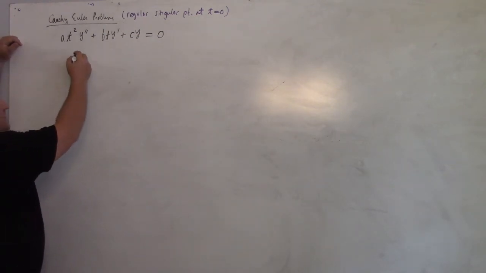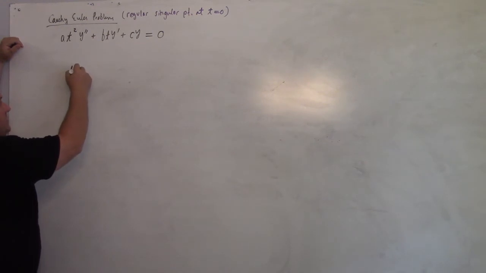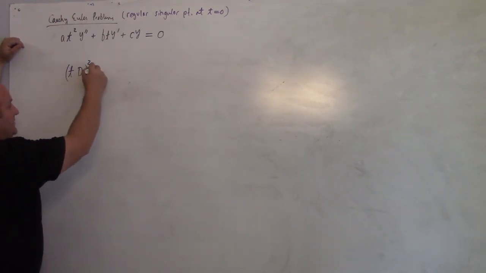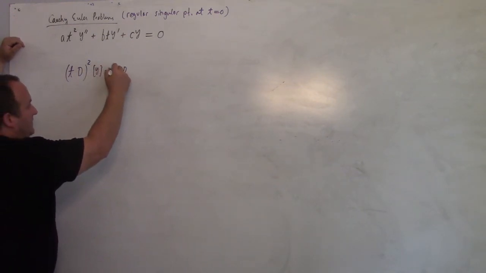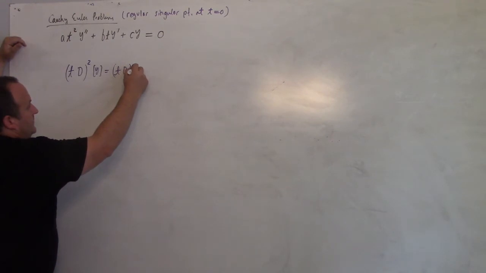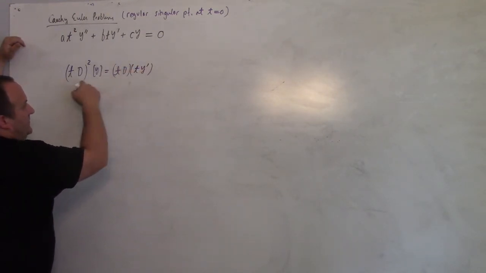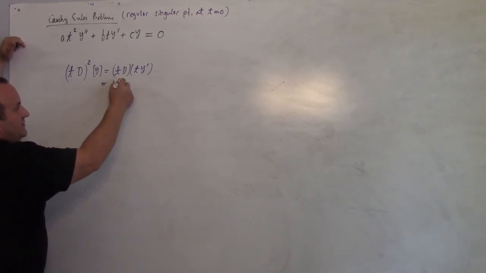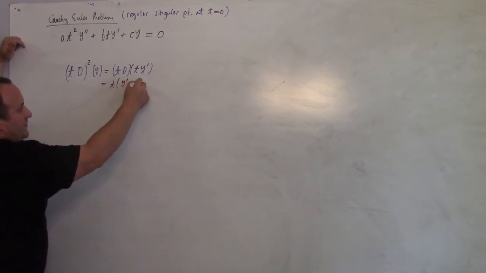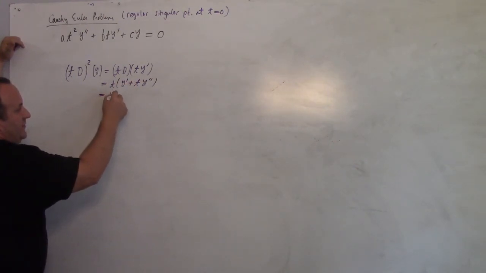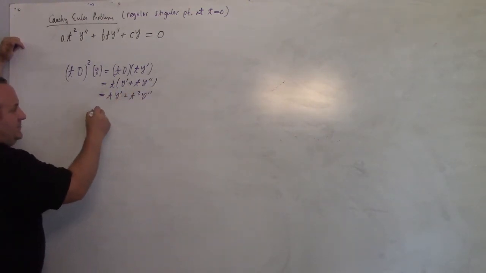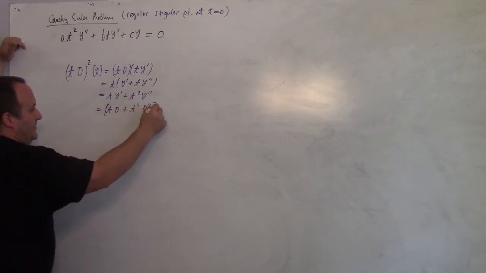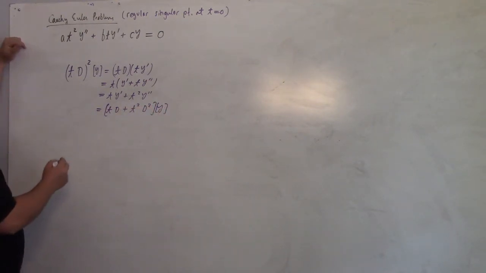Here, I'll show you. If we have t squared, well, let's put it as (td) squared acting on y. This is td of td, so that's t y prime. The td on the inside gives you a t y prime, and then that gives you t times y prime plus t y prime prime, which gives us t y prime plus t squared y prime prime, which gives us td plus t squared d squared acting on y.